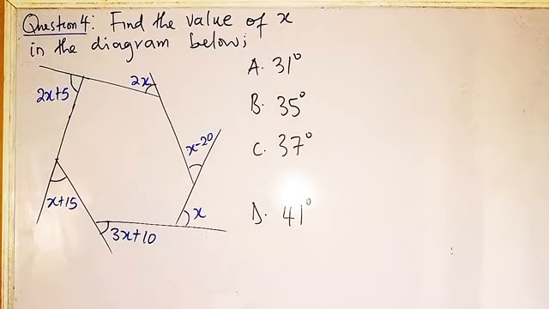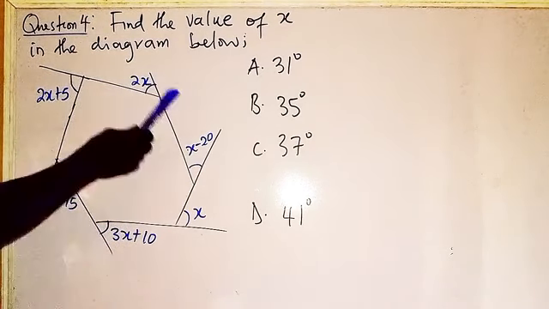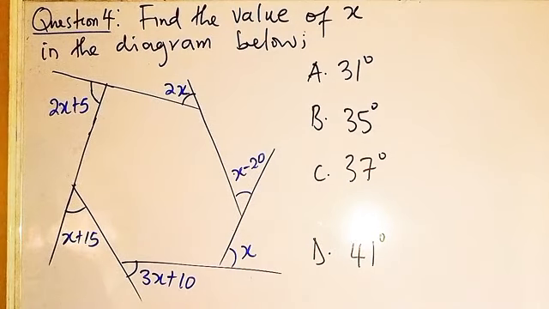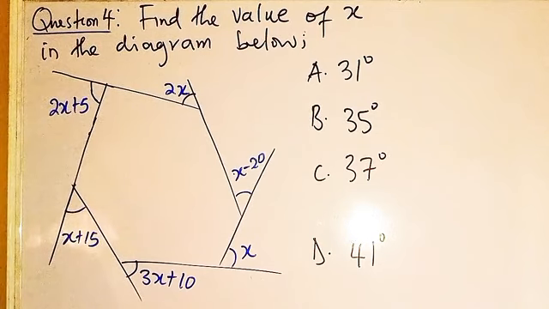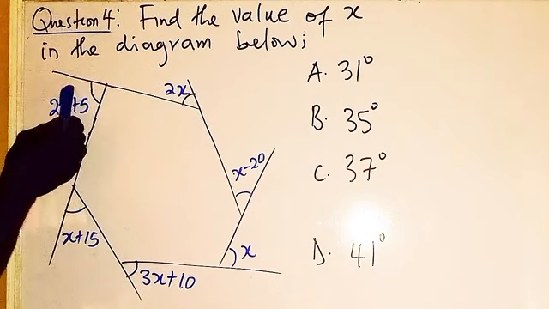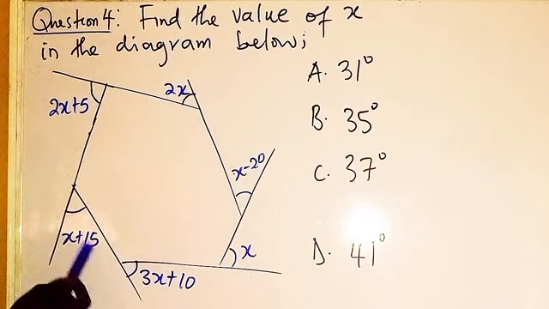Hello, this is question 4. The question said find the value of x in the diagram below. We have this diagram below. Looking at the angles given to us, they are called exterior angles. There's a law that says the sum of all the exterior angles of a pentagon is 360 degrees. So it's so simple, which means you're going to add all of these exterior angles and equate it to 360 degrees, then find the value of x, and that's all. Simple.